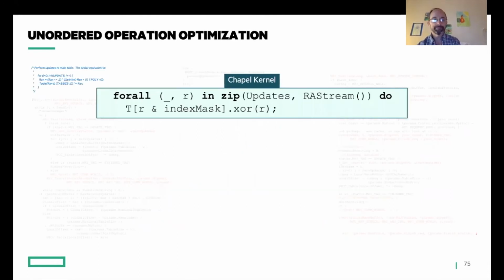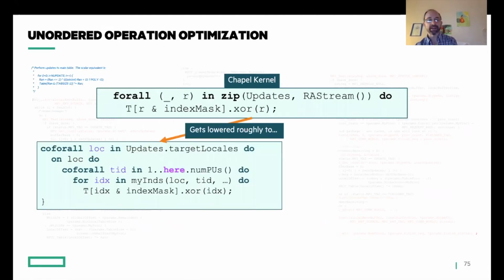So the key here is that we're going to basically lower this loop to a loop a lot like the ones we've seen before. A COFORALL across all the locales, so we create a task per locale, a COFORALL across all the cores within the locale, and then a serial loop that iterates over all of the iterations that that task owns, where in the interior of that loop, we're going to be doing these random table updates that we need to do.